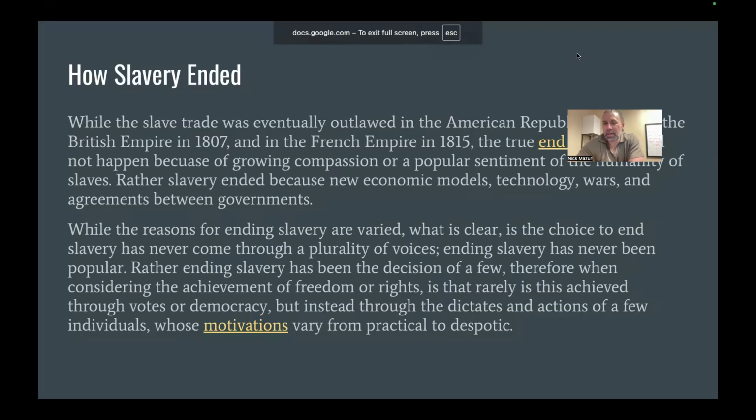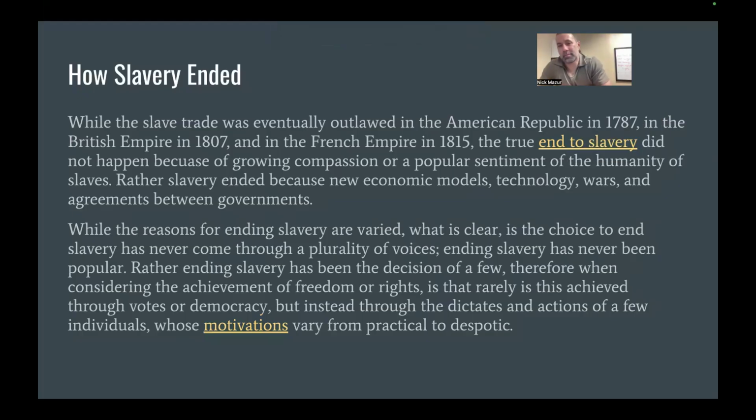It wasn't because people thought that it was the right thing to do. It was a necessary thing to do, right? The Emancipation Proclamation of 1863 was a war measure. It was intended to be able to disrupt the Southern economy, to give the North a chance to win, right?